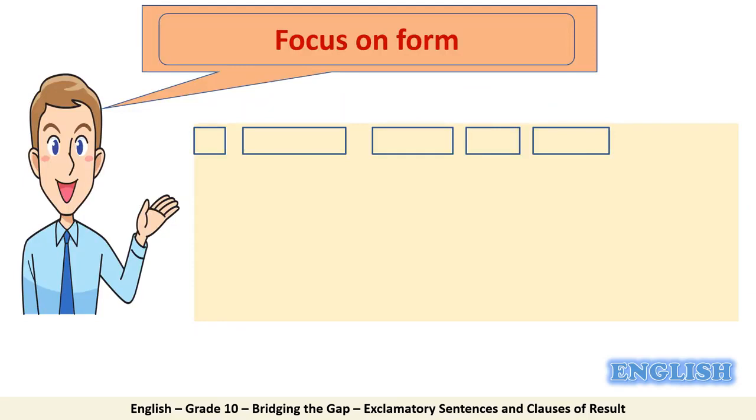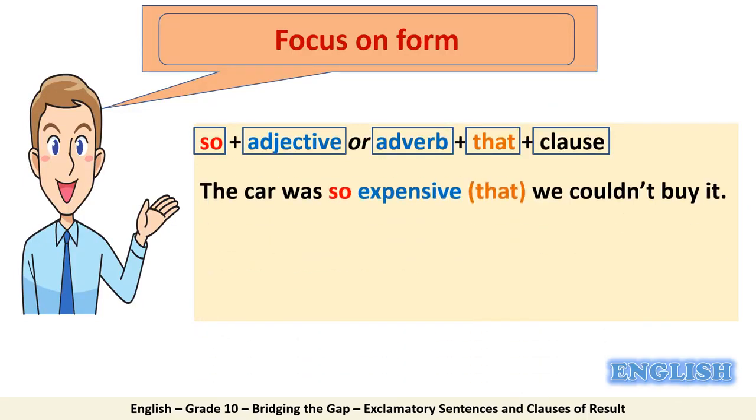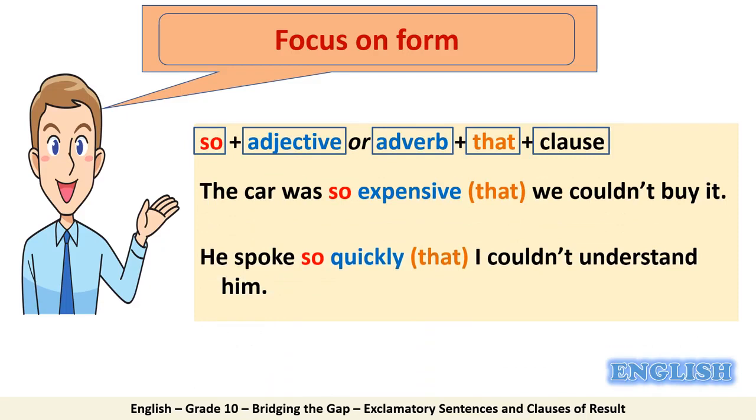Now, let's go deeper to study the forms. Now that you are familiar with the structure, let's look at the sentences. The first sentence: the car was so expensive that we couldn't buy it. In this sentence, we have so followed by an adjective plus that and the clause. Whereas in the second sentence, he spoke so quickly that I couldn't understand him, so is followed by an adverb.